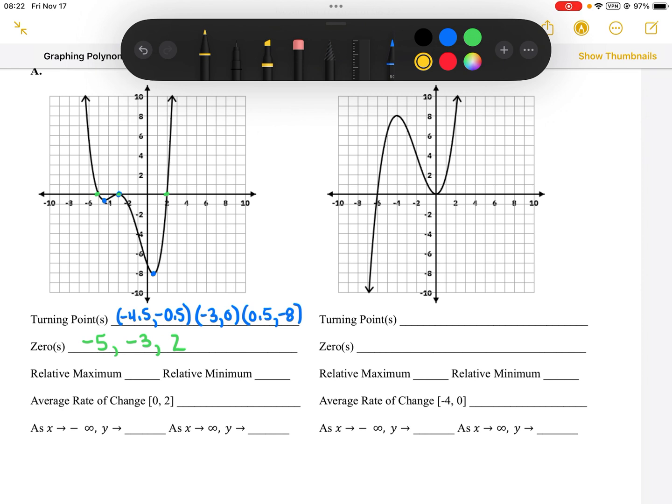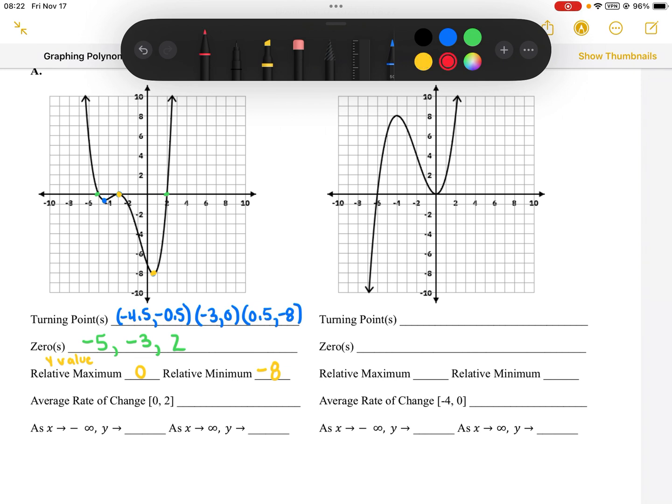Relative maximum and minimum, you talk about your y values. So I am going to look for the highest value on my graph for my maximum. The highest point is going to be right here, and that is going to be y equals 0, so just 0. The lowest point on my graph is this guy right here, and that's at y equals -8.